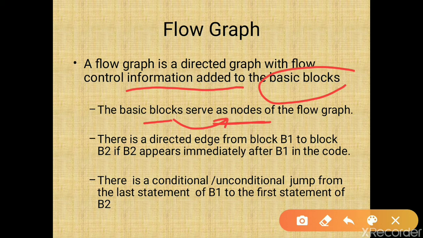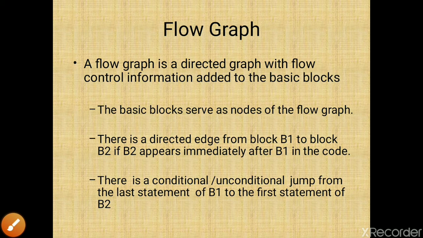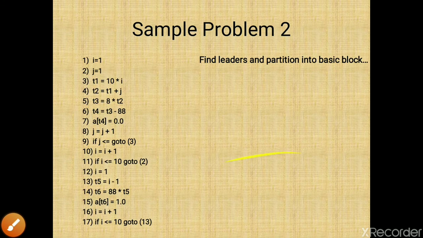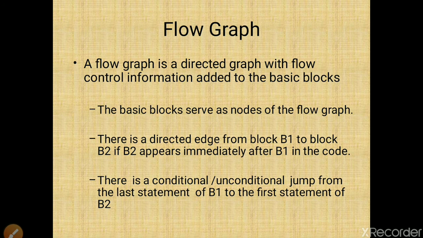Then you can see the next criterion: if there is a directed edge from B1 to B2, then B2 appears immediately after B1 in the code. So you can see B2 appears immediately after B1. Then there is a directed edge from B1 to B2. What is the next condition that it has to satisfy? There is a conditional or unconditional jump from the last statement of B1 to the first statement of B2.